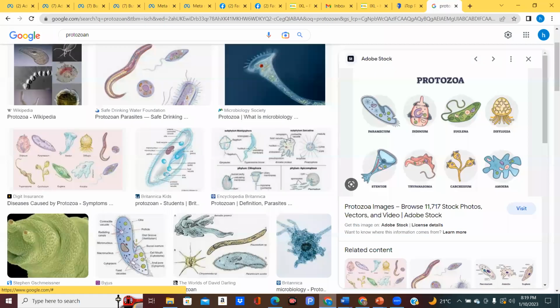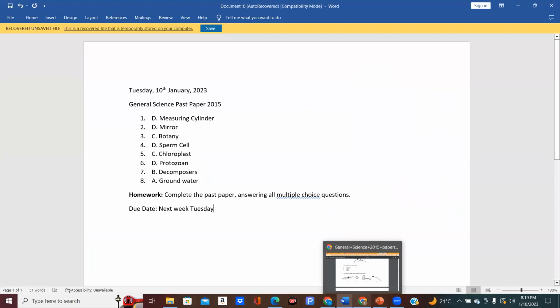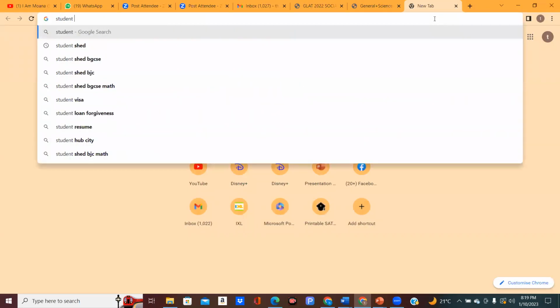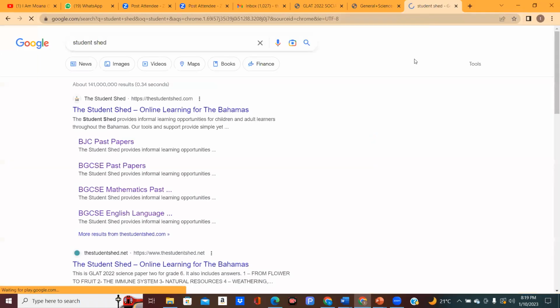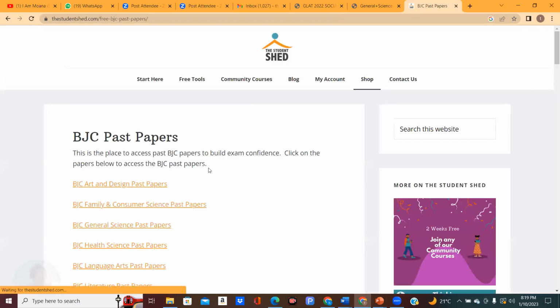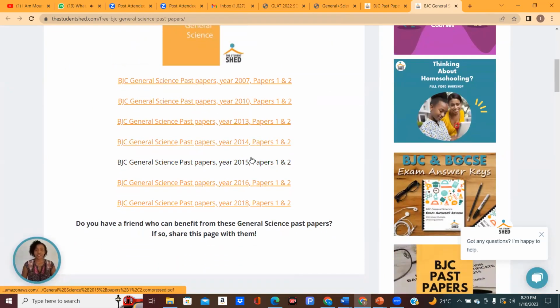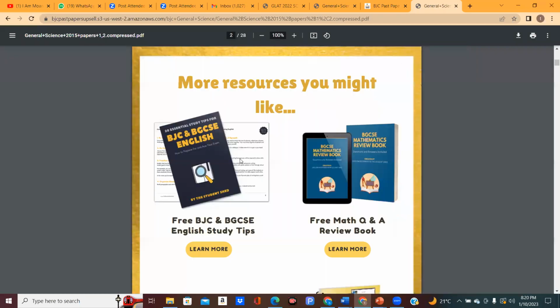All right. For those persons who do not know where to get the past paper from, this is 2015, right? You can get it from Student Shared. Just go on Student Shared, and you should be able to see BGCSE papers. BGCSE past papers, look for General Science, and then go to 2015. You'll be able to see the questions and answer them. I want you to answer all of the multiple choice questions for next class.